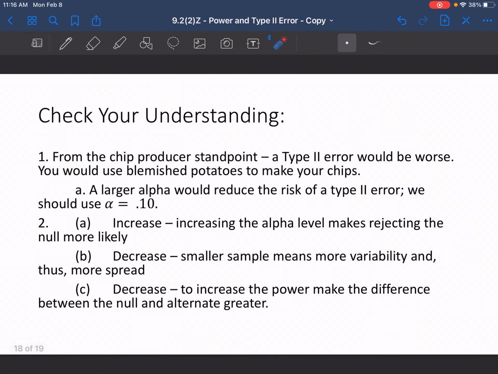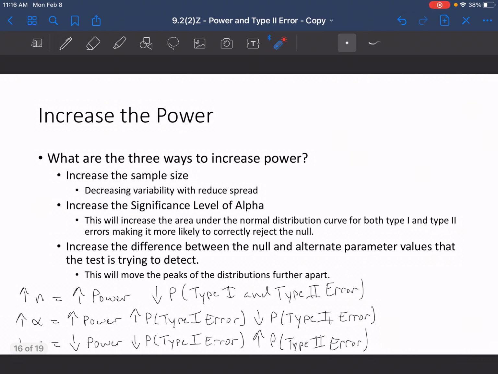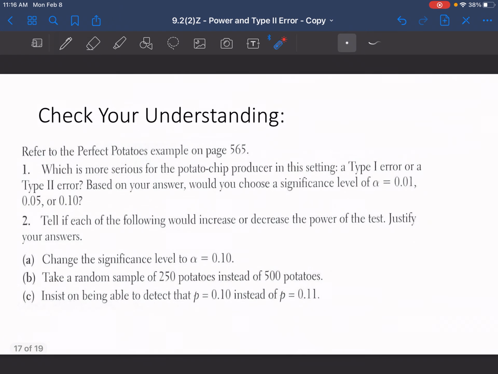So really, for this part, from the chip producer standpoint, a type 2 error would be worse in this case. So you would use blemished potatoes to make your chips, which is not good. So a larger alpha would reduce the risk of a type 2 error. So we should use alpha at 0.10. And again, just remembering this little visualization right here, where if you increase alpha, that's going to decrease the probability of our type 2 error, because in that case, we would not want to use blemished potatoes to make our potato chips. So I want to use the highest alpha that I can possibly use if increasing my sample size is not going to do the trick, basically.